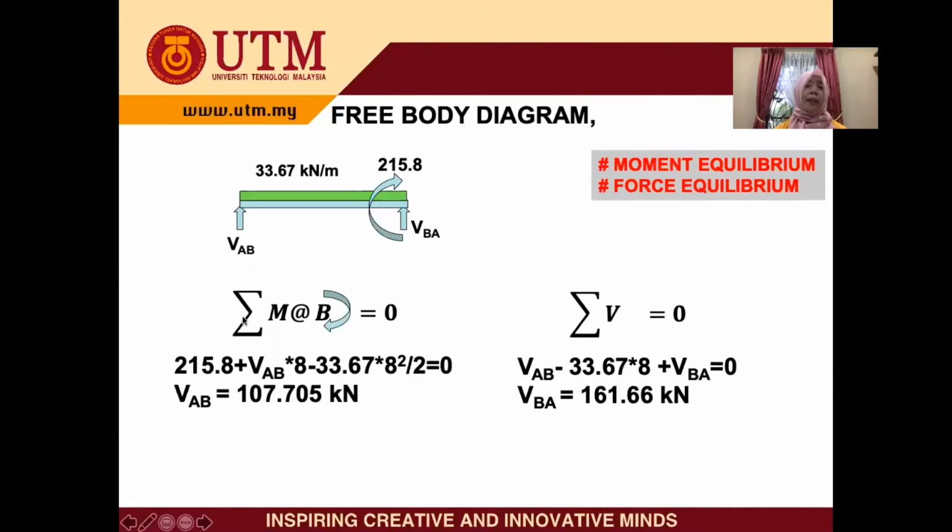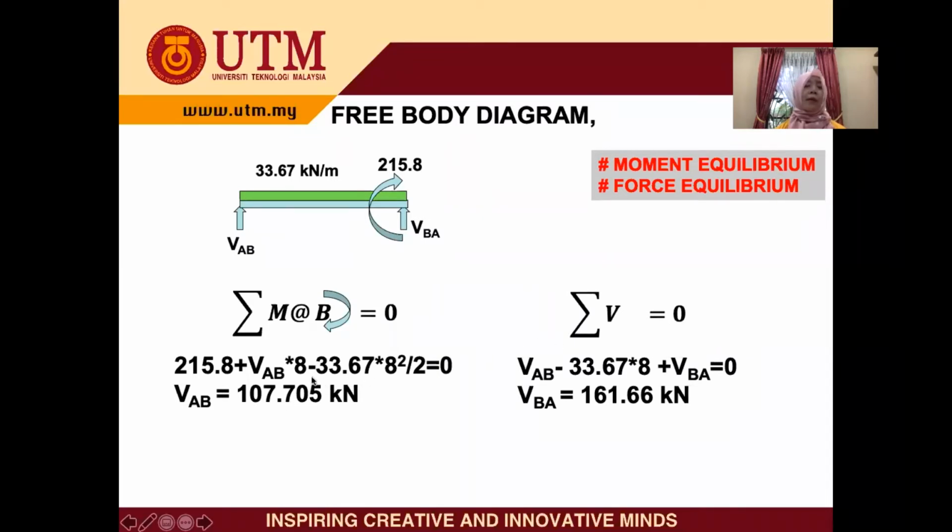For the moment equilibrium, let's say at B here, moment clockwise at B is equal to 0. Total moment at B is equal to 0. So we got 215.8, this moment positive, plus VAB times L. L is 8. Minus, because this one is anti-clockwise, so minus 3.67. You equate with 0, so we got VAB 107.